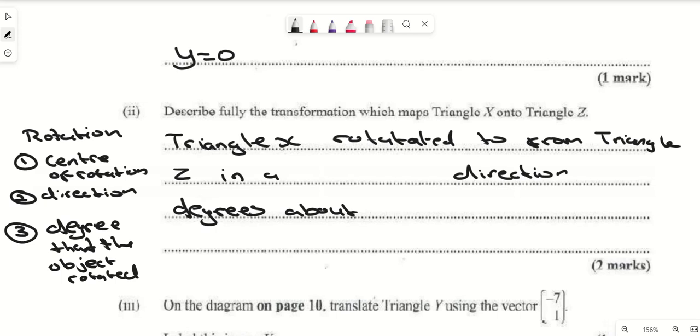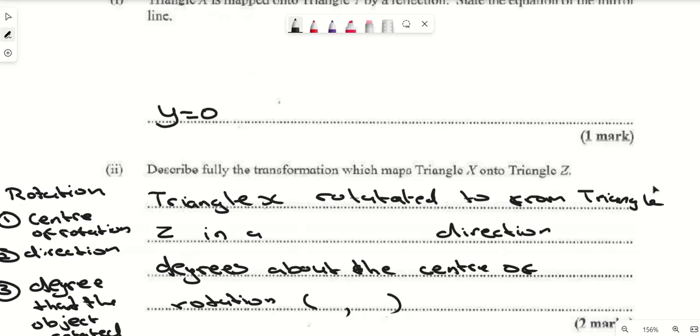About the center of rotation, and this will be our coordinate. So I'm just filling it in. So when we figure out each thing here, we'll put it in. So let us look at this now.